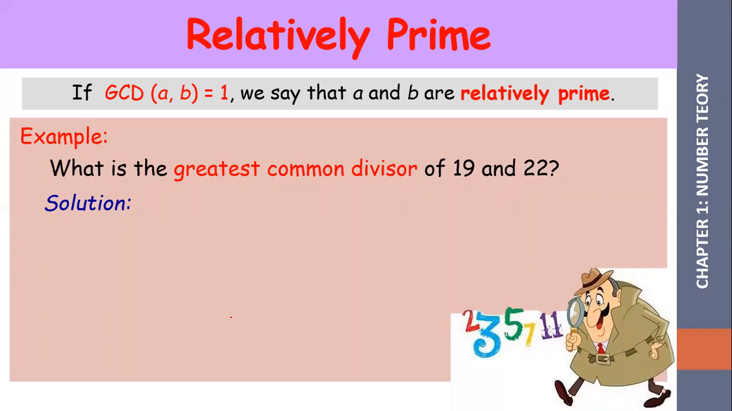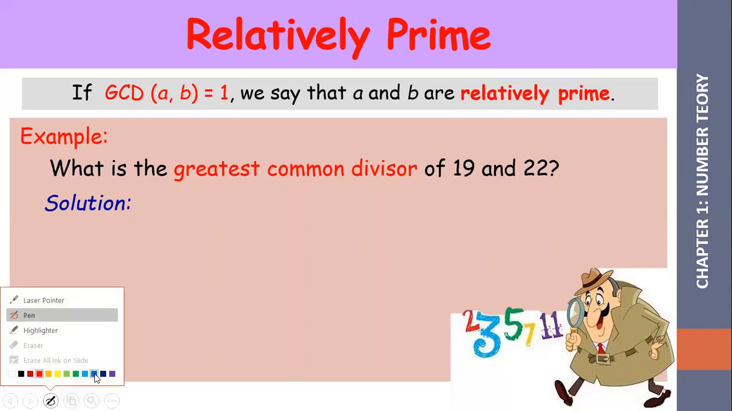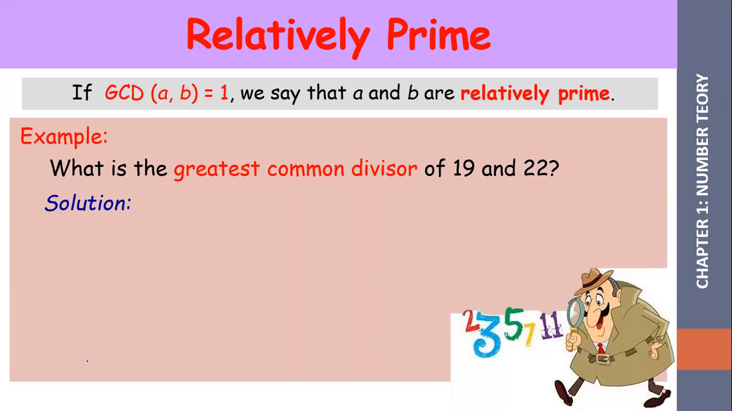But before that, let's see relatively prime. Relatively prime is when GCD(A, B) is equal to 1. If we have GCD(A, B) equal to 1, then we say that the integers are relatively prime.